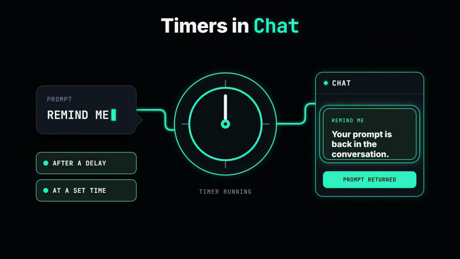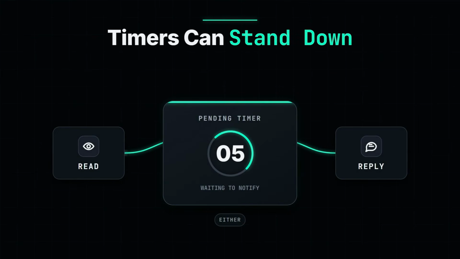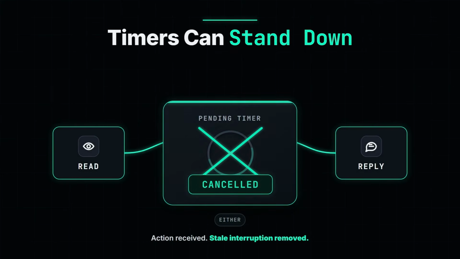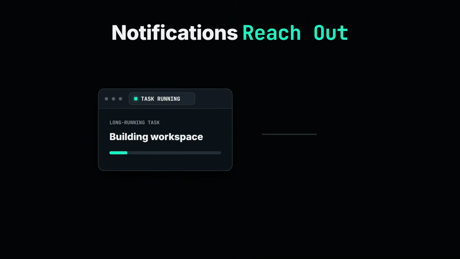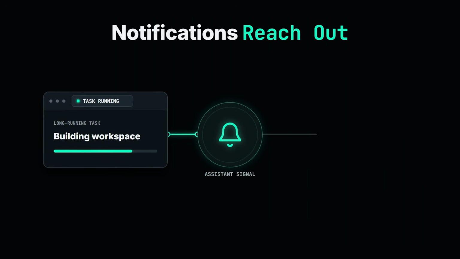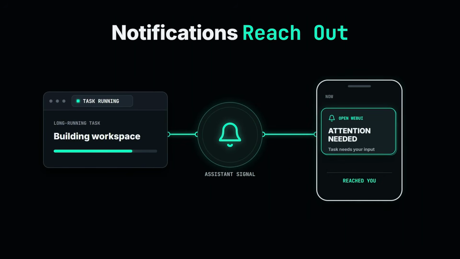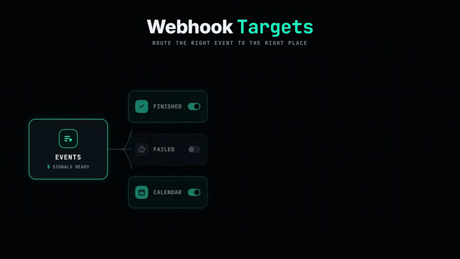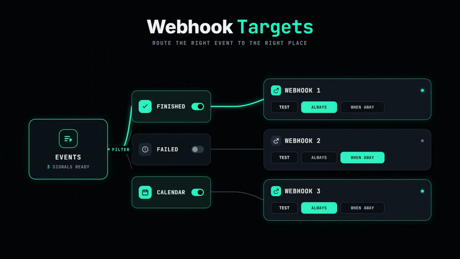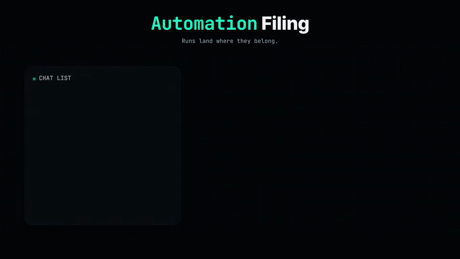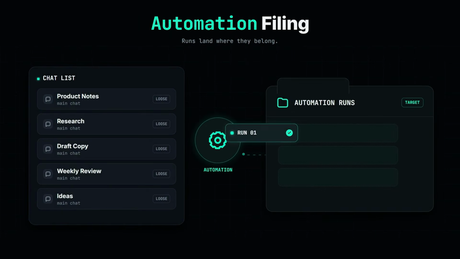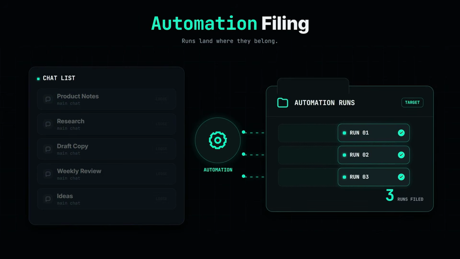The assistant can set a timer that returns a prompt after a delay or at a specific time inside the conversation. A pending timer can disappear automatically when you read the chat or reply before it fires, reducing stale interruptions. The assistant can send a notification when something deserves attention, letting a long-running task reach you after you leave the tab. Notification settings support multiple webhook destinations, selectable events, a test button, and choices to notify always or only while away.